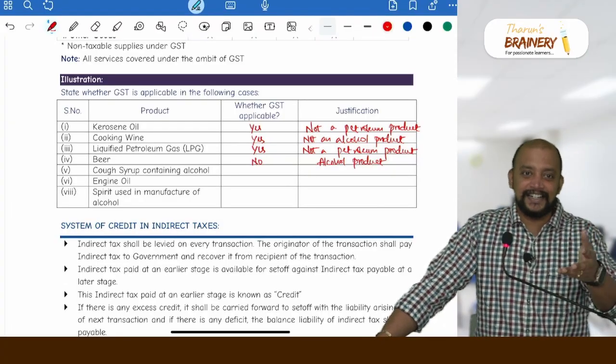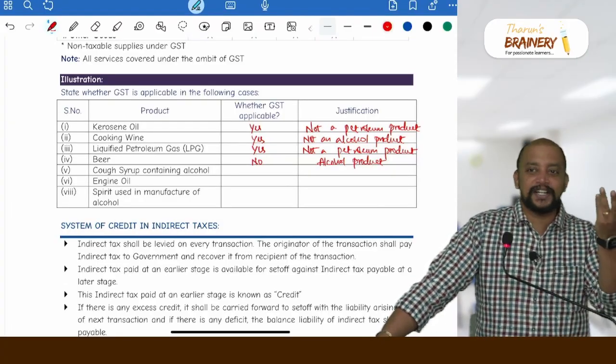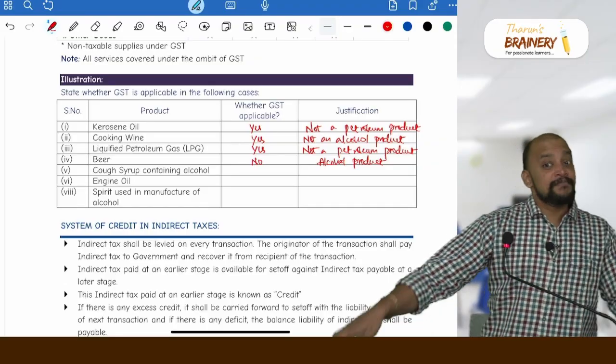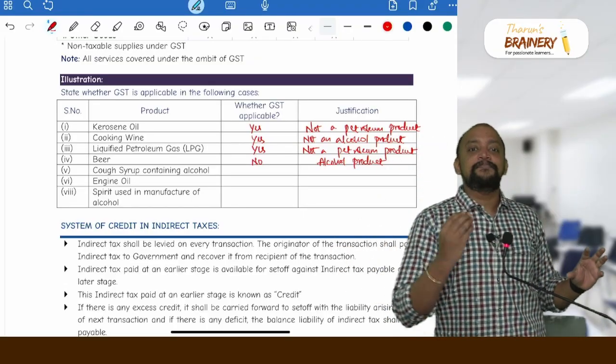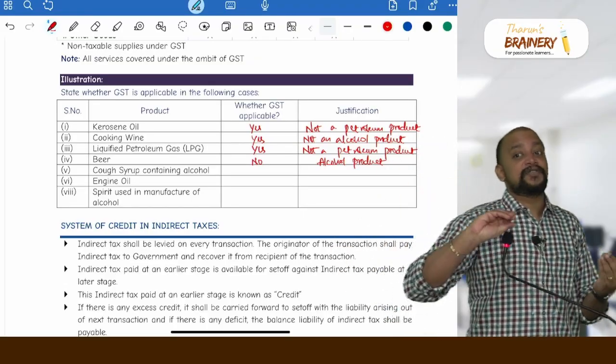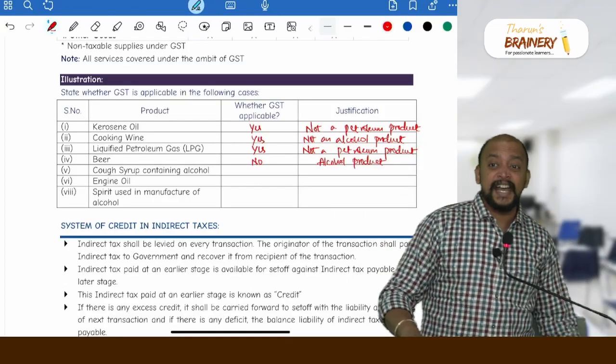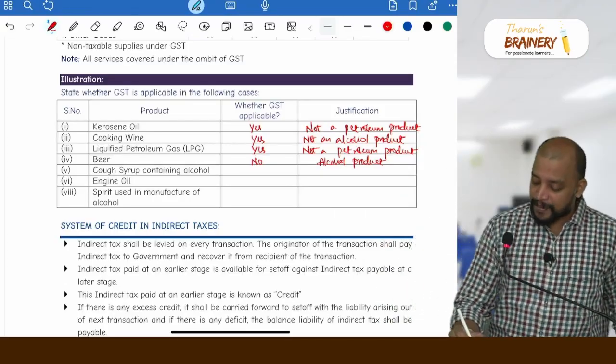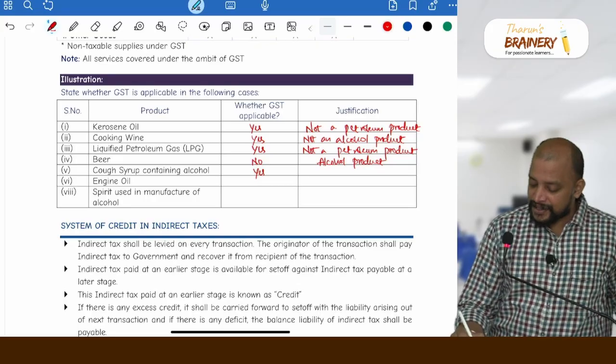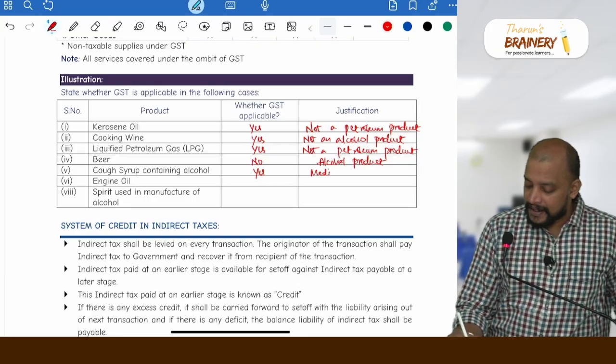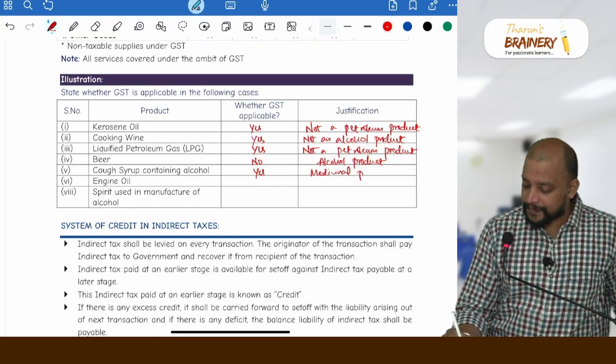So even 10 ml itself is this much, and a quarter of it, you can understand. It is a medicinal preparation. Yes, it may contain alcohol, but it is not classified as an alcohol product. It is classified as a medicinal product, a medicinal preparation. So due to that reason, GST is applicable.